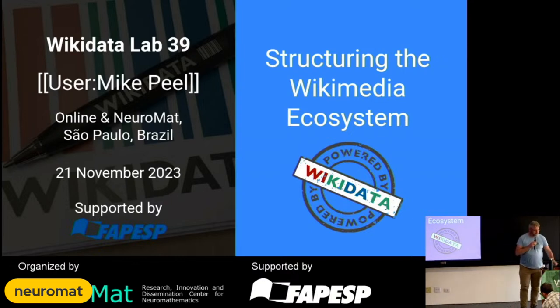So I'm going to talk about structuring the Wikimedia ecosystem, which is quite a big topic. It's basically how do you link everything on Wikimedia projects together with everything else. It's one of the things that really drew me to Wikipedia in the early days, this idea of linking between things. So in Wikipedia, you can link between articles with hyperlinks. With Wikidata, you can link between different languages, between different projects, with interwiki links. And I think basically I spent all my time on Wiki linking things together, which is kind of fun.